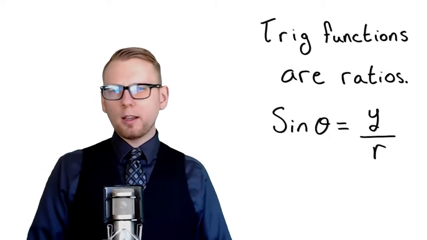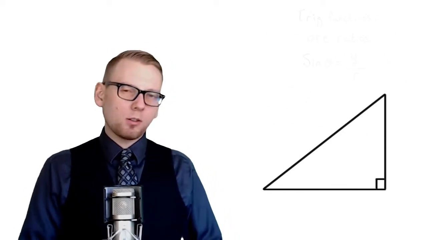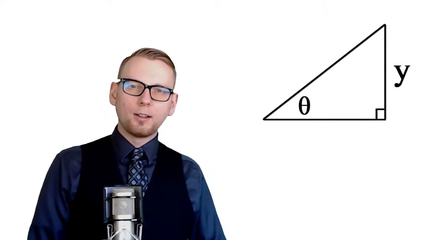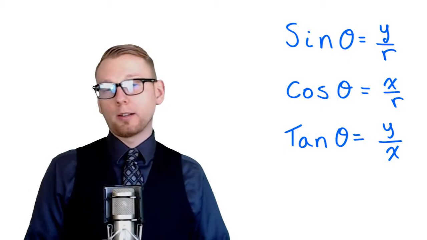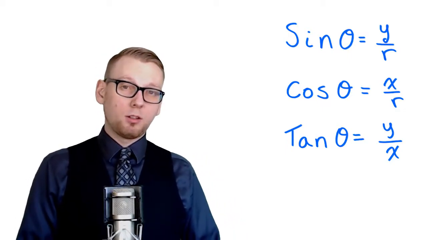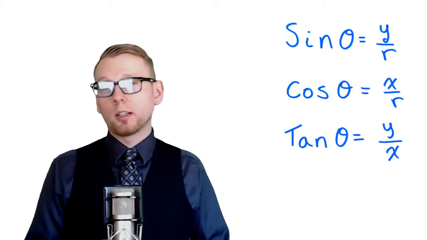Trig functions are actually just ratios of the side lengths of a right triangle. The right triangle we'll use has an angle theta, a height y, a length x, and a hypotenuse r. Sine theta is defined as y over r. Cosine theta is defined as x over r, and tan theta is y over x.